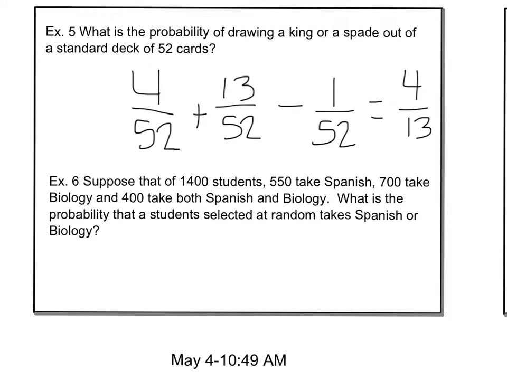On the next example, it talks about 1,400 students. 550 take Spanish, 700 take biology, and 400 take both Spanish and biology. What is the probability that a student selected at random takes Spanish or biology?